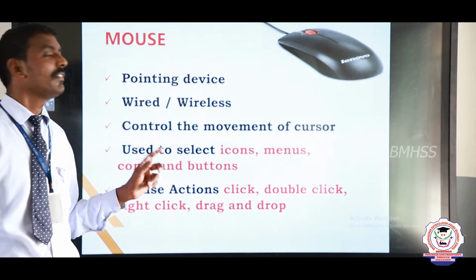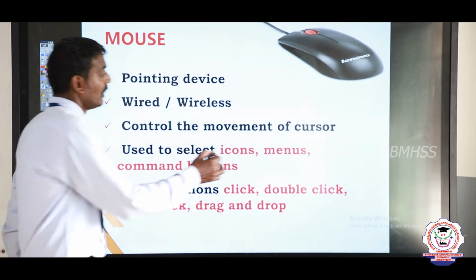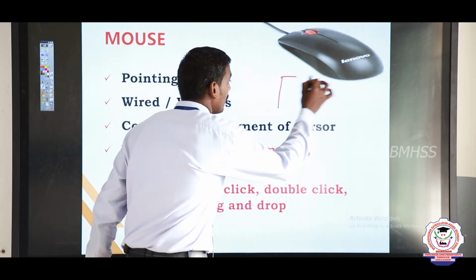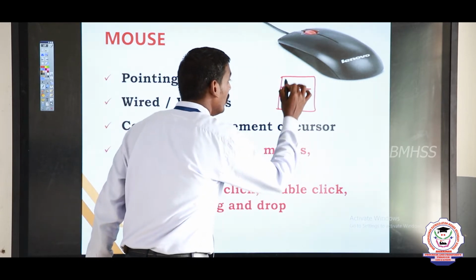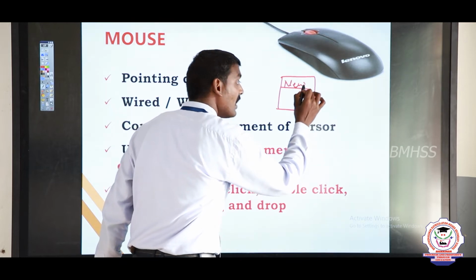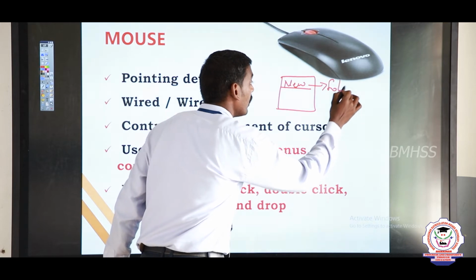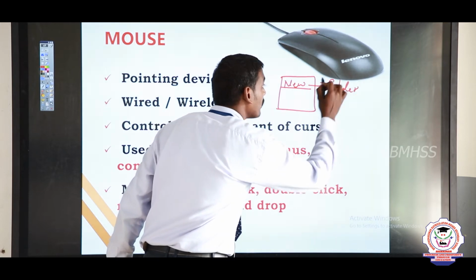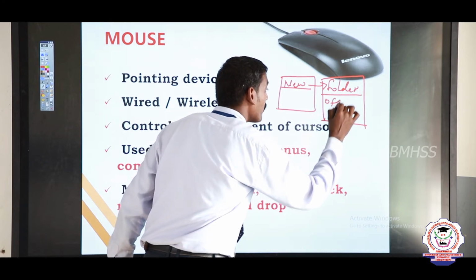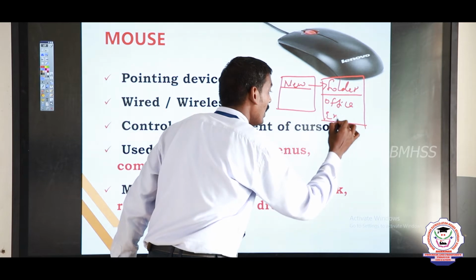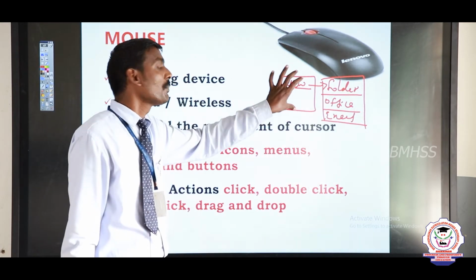Double click is used to open that particular file, and right click is used for the pop-up menu. What is that pop-up menu? Suppose you click the right click, this pop-up menu will appear. In this pop-up menu, suppose you click New with the left click, it shows Folder and some files, Microsoft Office document and Excel. Several options are there, you can select any one option. This is the pop-up menu.